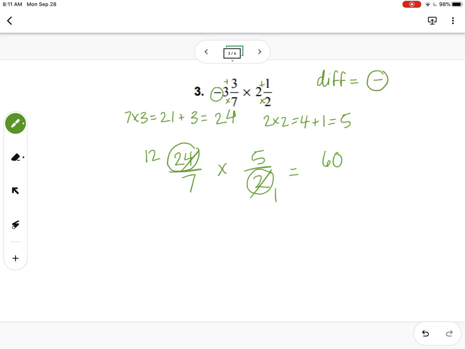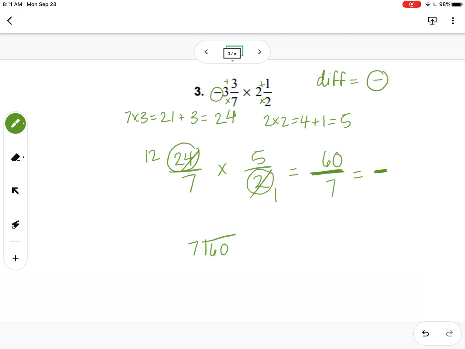12 times 5 is going to give us 60. And 7 times 1 is going to give us 7. Now I'm going to put a negative here since we know our answer is negative already. And then we're just going to go ahead and divide. Remember, this literally means 60 divided by 7. So we're going to divide 60 by 7 and turn that into an improper fraction.